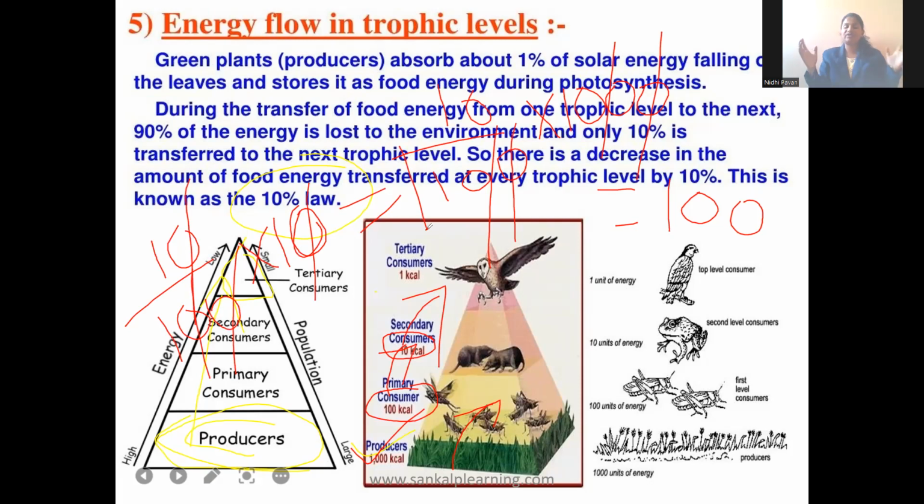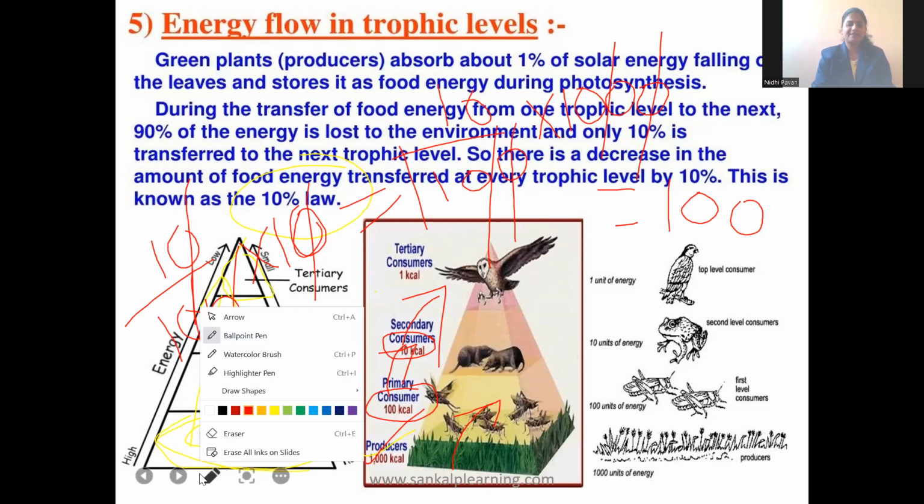How much amount of energy will be lost in the environment? How much amount of energy will be utilized? That is why they say the energy flow decreases from one trophic level to another trophic level. Okay. So this is regarding the energy flow.